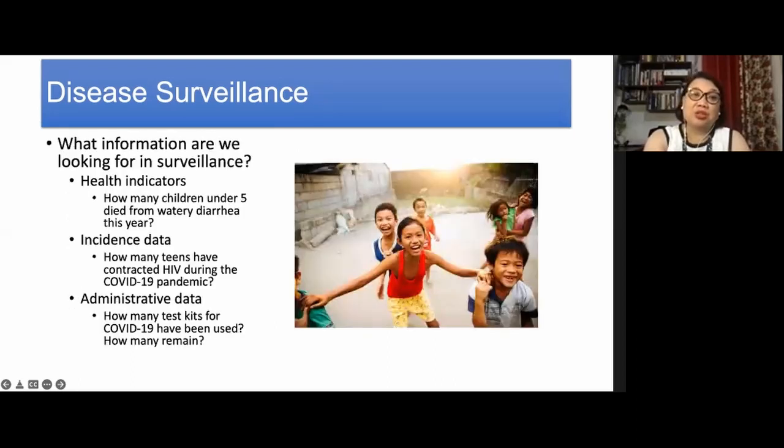For health indicators, information like how many children under 5 have died from watery diarrhea this year is a form of disease surveillance. This is also known as the case fatality rate. Incidence data. So we would like to know, for example, how many teens have contracted HIV during the COVID-19 pandemic. Lastly, we have administrative data as a form of disease surveillance, which, for example, would include how many test kits for COVID-19 have been used and how many are remaining on stock.